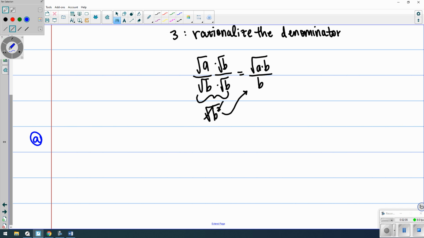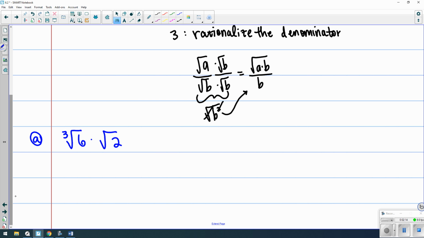Example A. Let's take the third root of 6 and multiply it by the square root of 2. Wait a minute. We can't do this. That's impossible. There's no solution to this. The multiplication here doesn't exist. Why? Because they don't have the same root. We have different roots. When you have different roots, you can't multiply those things together.